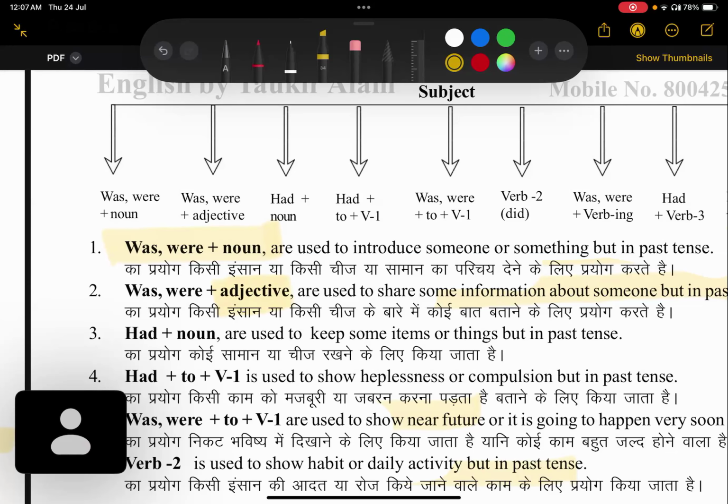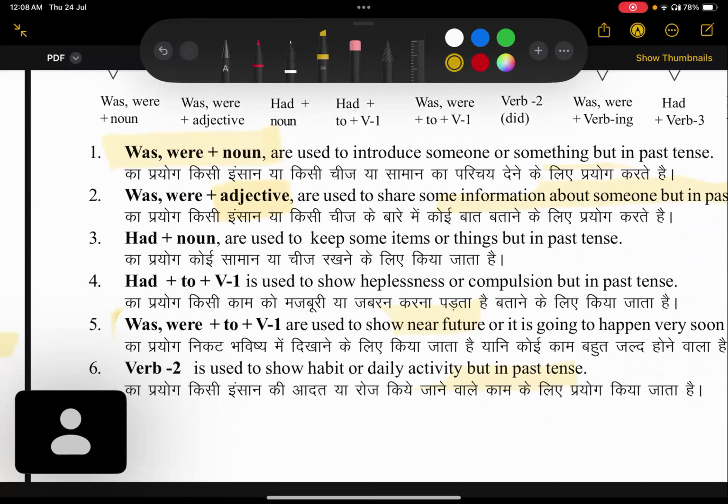Good. Was verb plus adjective means you're going to share some information about someone, like dubla, patla, chota, mota, anda, langda. These are called adjectives. Had plus noun is used to tell some items or things, but in past. For example, I had a car. I had a car. I bought a car.